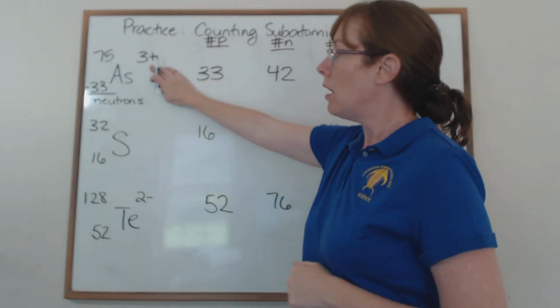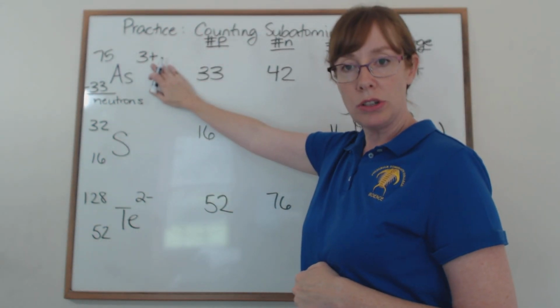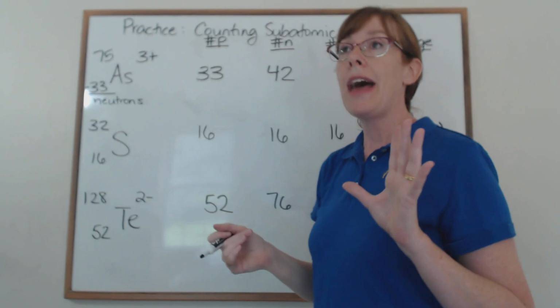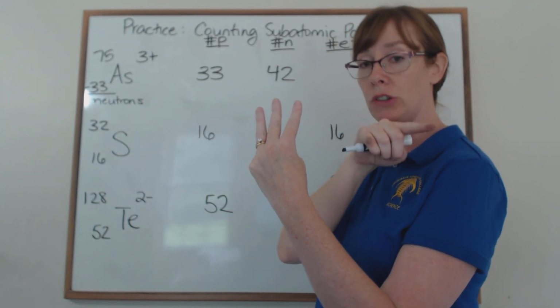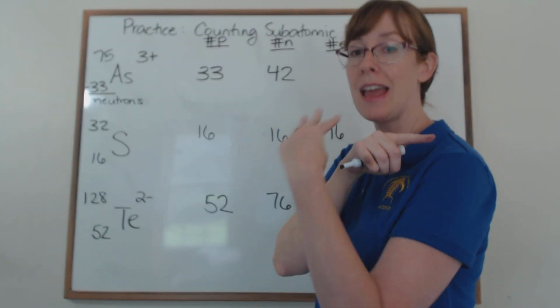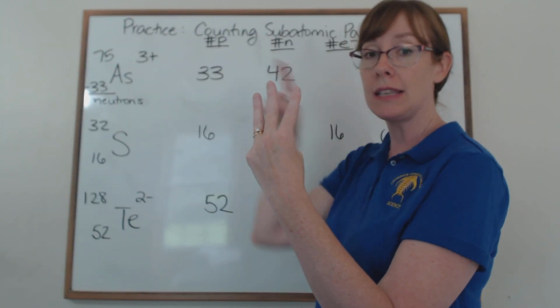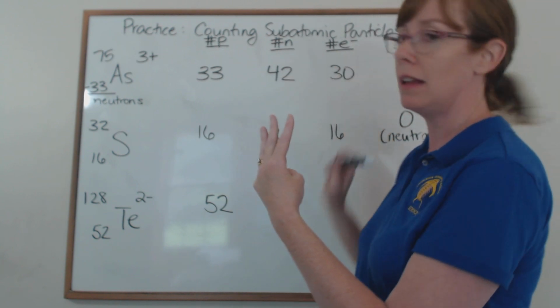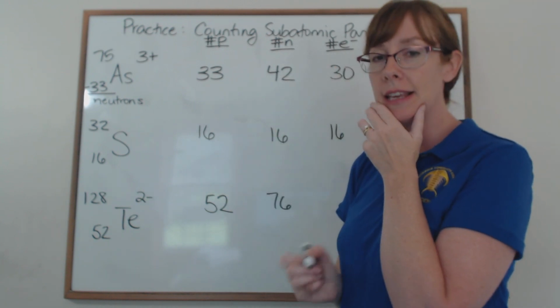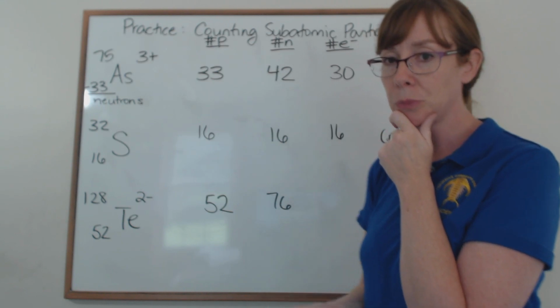With this one here, if you have a 3+ charge overall, that means that you really have 3 more protons than you have electrons. The protons are winning. They have more, 3 more. That's how you got a 3+ charge. So that proves to me that this must have 30 electrons. I think that's the easiest way to think about it.